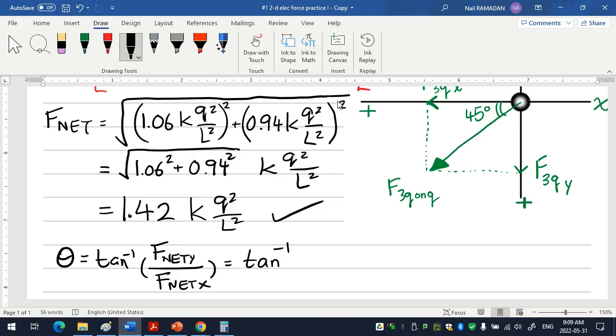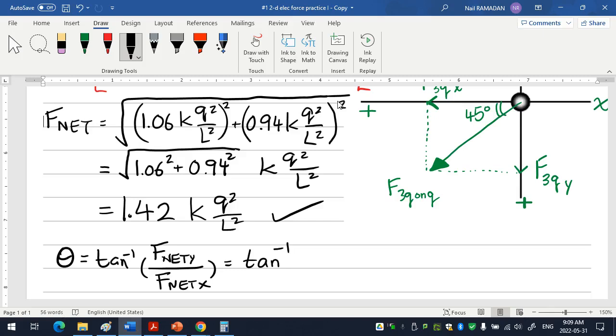Okay, can someone tell me what's the F net on the y? Just read it for me. By the way, ditch the minus. Don't care about it. 0.94 times k q squared over L. What's the F net on the x? Come on. 1.06 times k q squared over L.